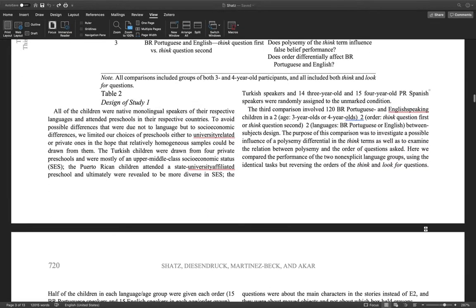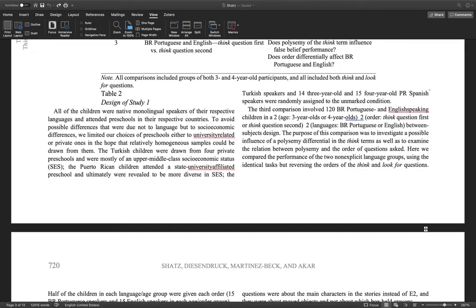The third comparison involved 12 Brazilian Portuguese and English-speaking children in a 2 by 2 design: age, which we expect, by order, think question first or think question second, by 2 languages that they spoke. That makes sense, between subjects design. So let's go over that.